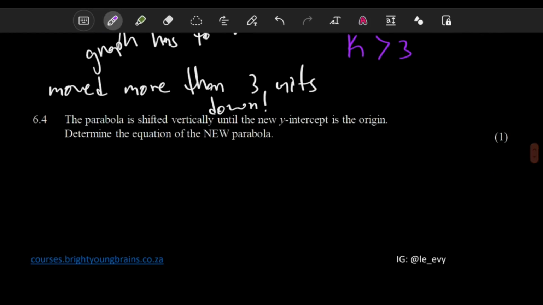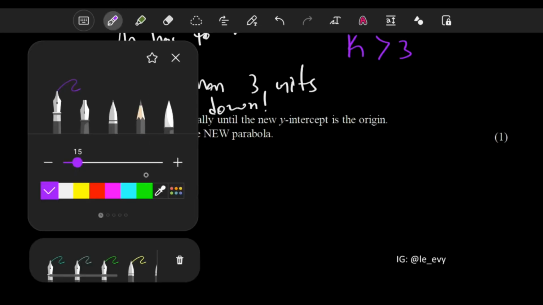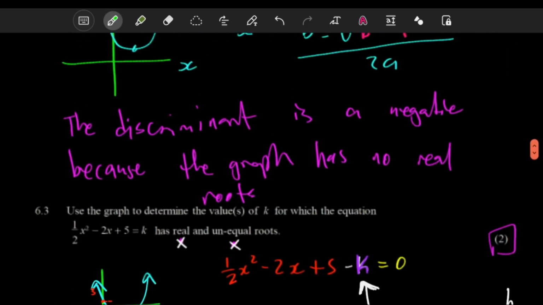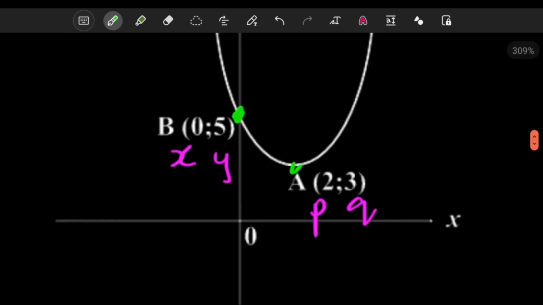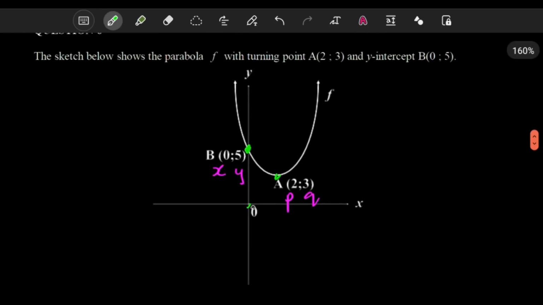Question 6.4 for 1 mark here, it says the parabola is shifted vertically until the new y-intercept is the origin. Determine the equation of the new parabola. So this question is quite simple because your y-intercept is starting off at positive 5. So if this graph is shifted until it has a y-intercept at the origin, clearly the graph has been moved 5 units downwards, because it's starting from here. The distance here is just 5 units.